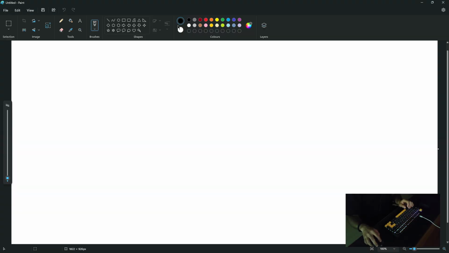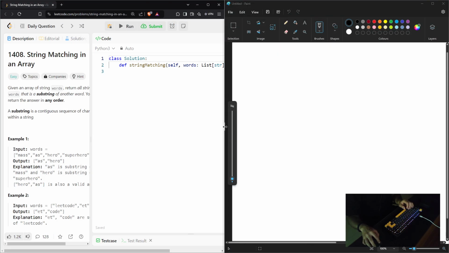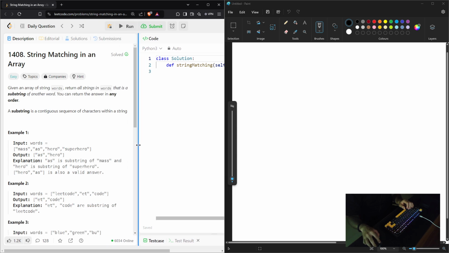Now let us understand what the question is asking us to do. If you take a look at the first example, what they are trying to say is you need to find all those words in this list which are a substring of at least one other word. They could be substrings of many other words, but if they are a substring of at least one of the words, we have to return them. So this is what they say: return all strings that are a substring of another word. It could be any other word.